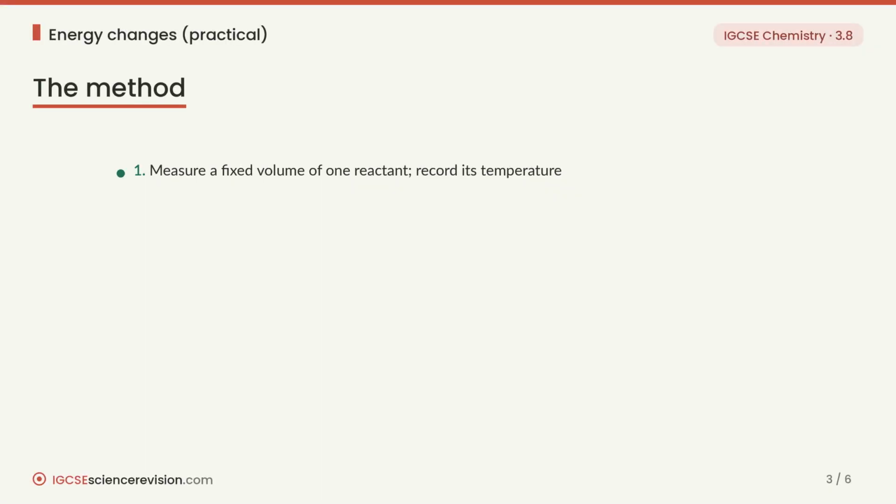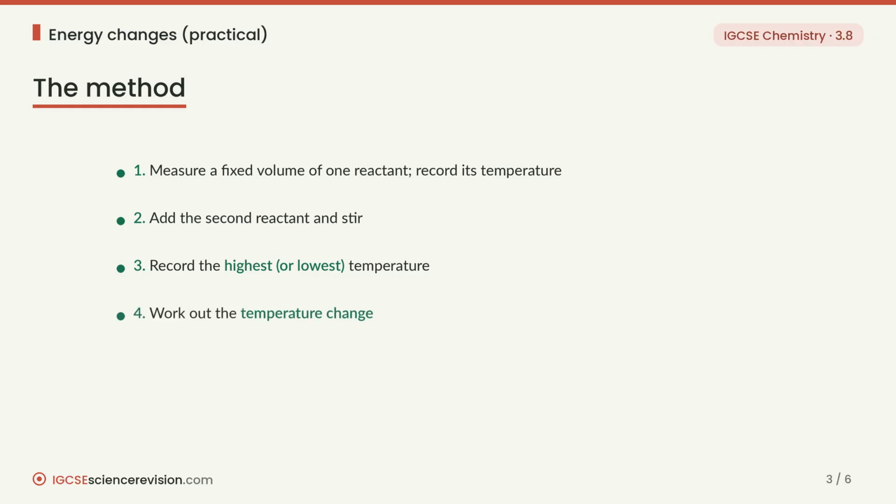The method, step by step. First, measure out a fixed volume of one reactant into the cup and record its starting temperature. Second, add the second reactant and stir well. Third, watch the thermometer and record the highest temperature if it warms up, or the lowest if it cools down. And fourth, subtract to find the temperature change. A good example is neutralising an acid with an alkali, or adding a metal to a salt solution.